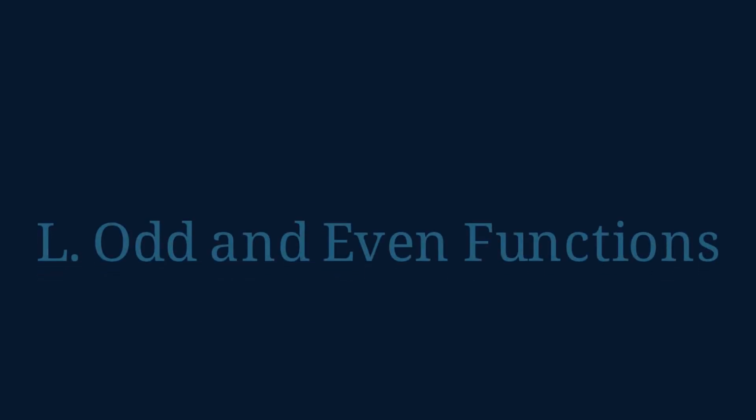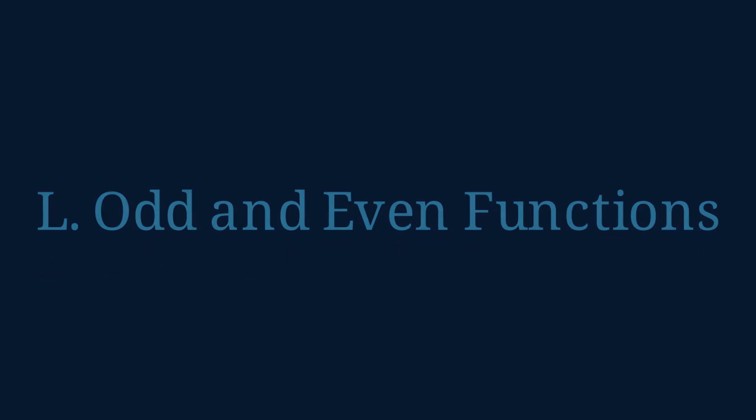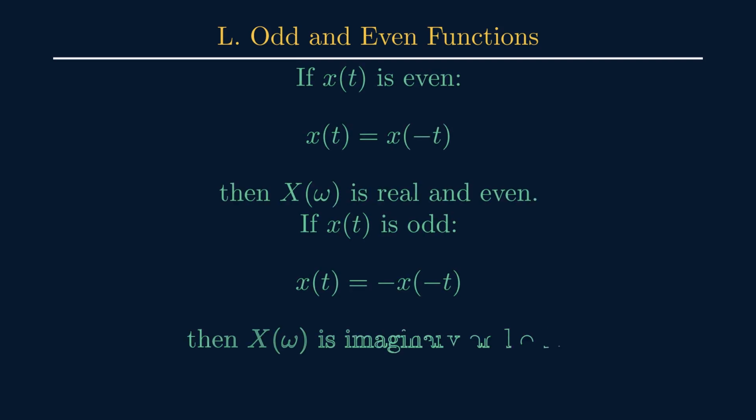Even and odd signal properties. The mathematical expression is shown below. Symmetry in time determines the structure of the spectrum. Next, we will observe how even signals produce real spectra and odd signals produce imaginary ones.